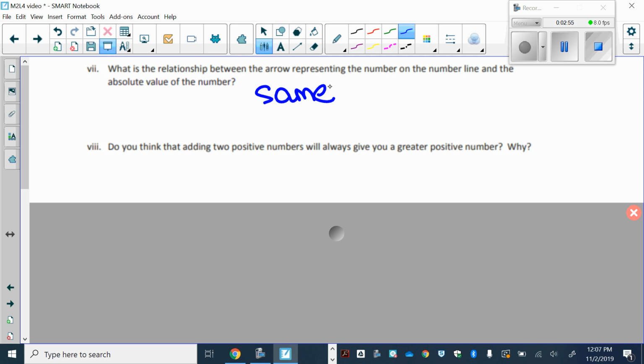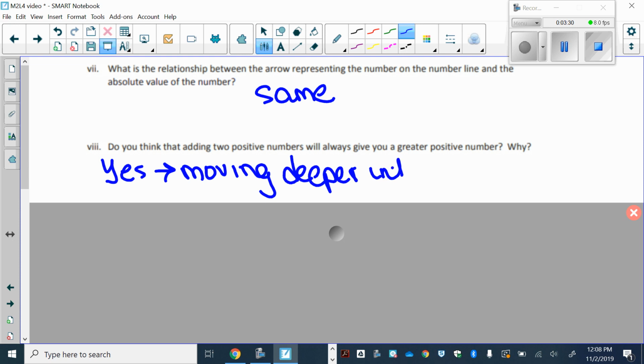Do you think that adding two positive numbers will always give you a greater positive number? Why? Yeah, I think it will. Not only because we've been doing it for years, right? You guys have been adding a positive plus a positive since kindergarten, first grade. But on a number line, if you're moving to the right with the first addend, moving to the right with the second addend, you're moving further into the positives. You're moving deeper into the positives.